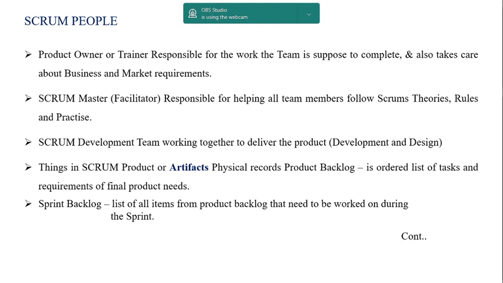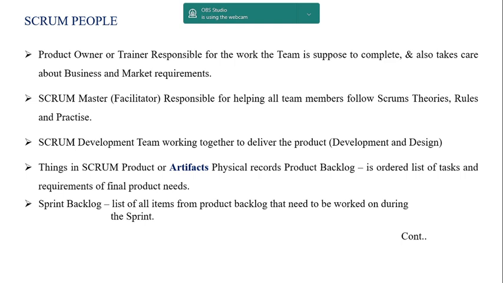The Scrum master, the facilitator, is responsible for helping all the team members follow Scrum theories, rules and practices, whatever guidelines he received from the product owner. The Scrum development team works together to deliver the product development as well as design.